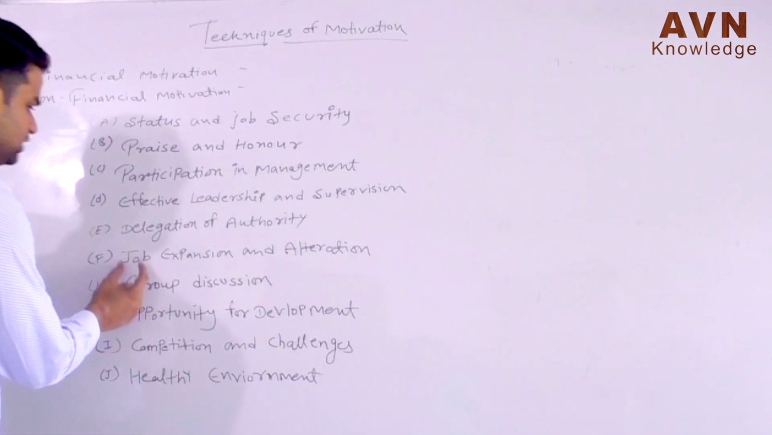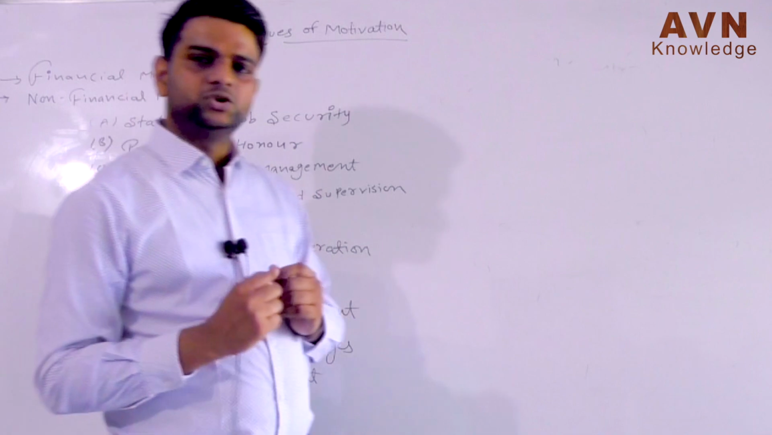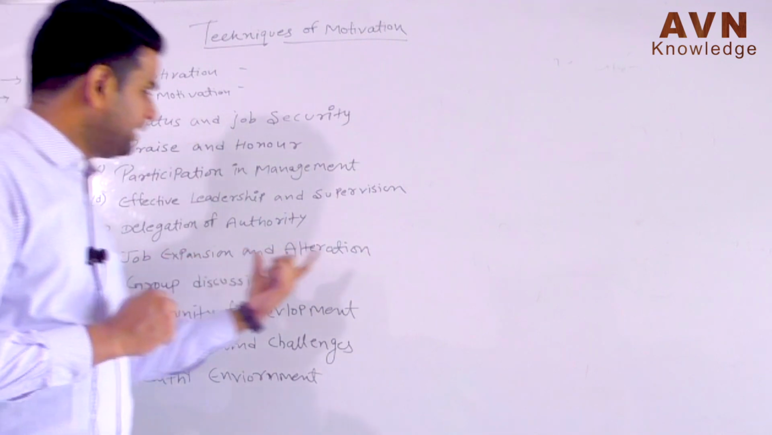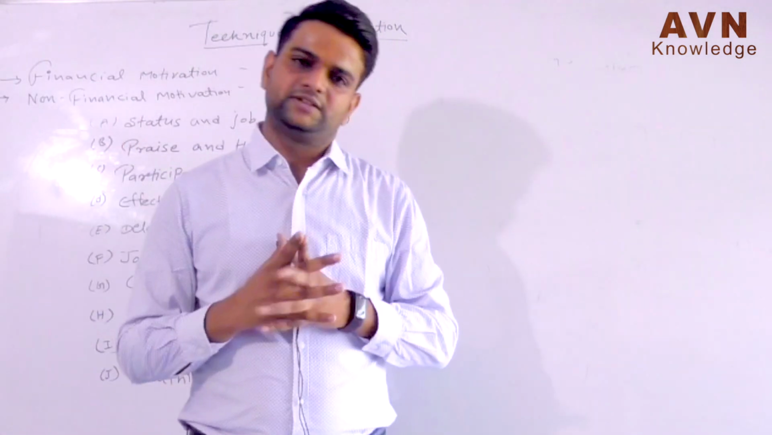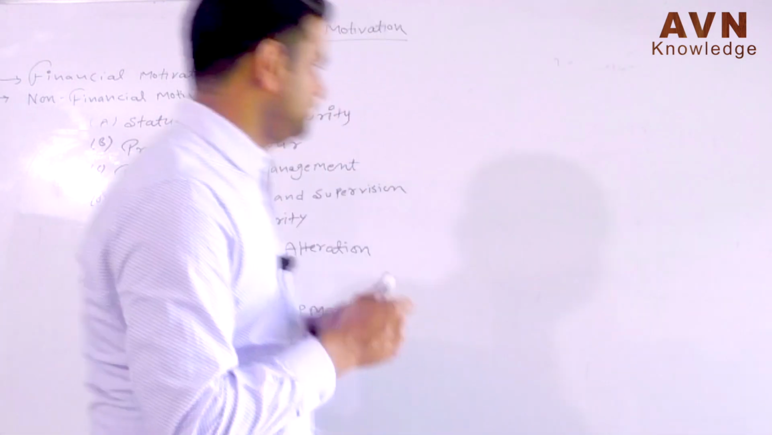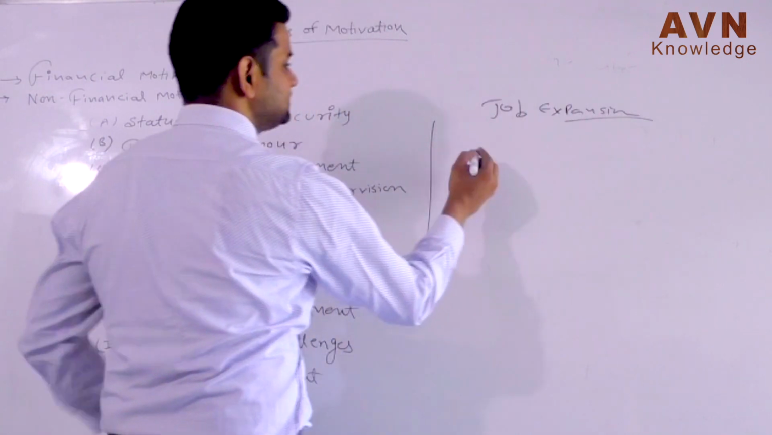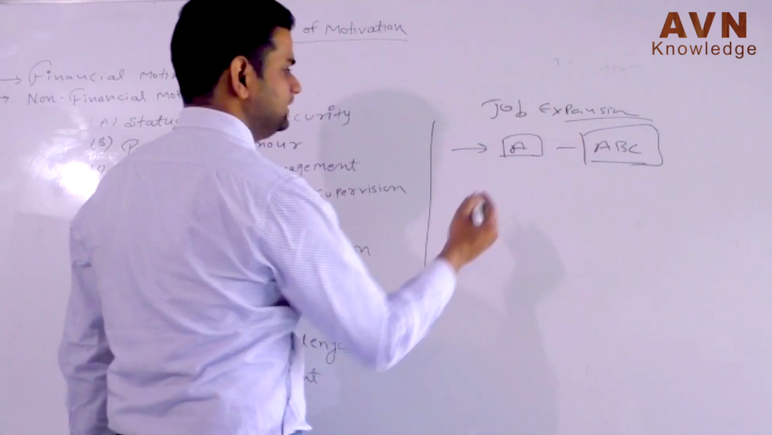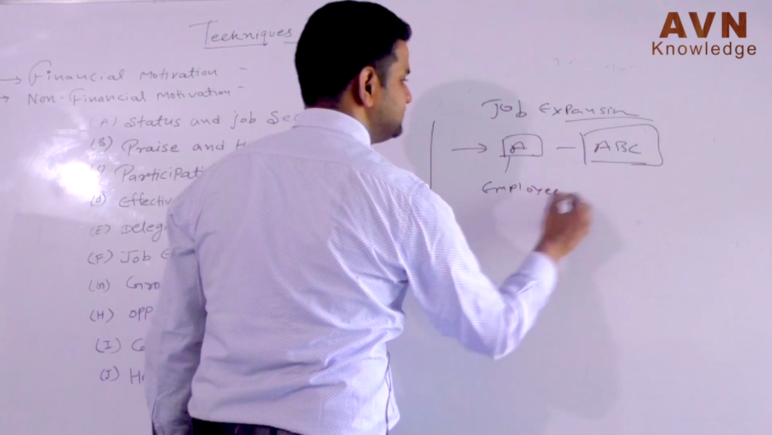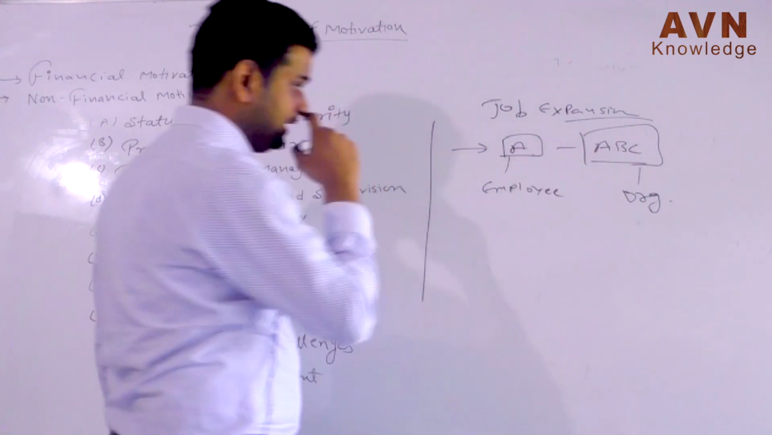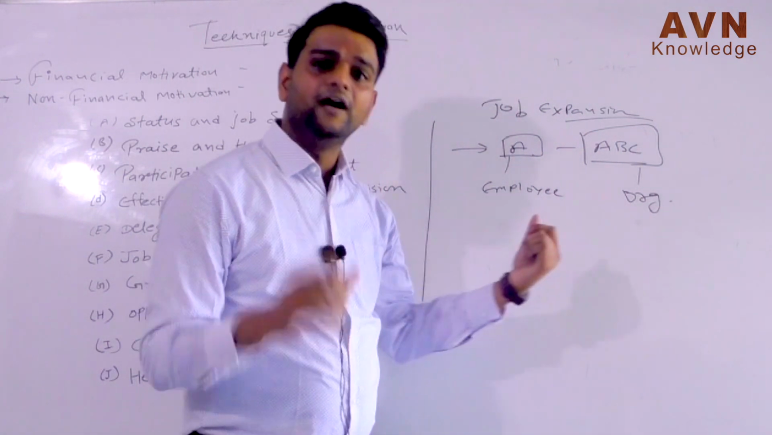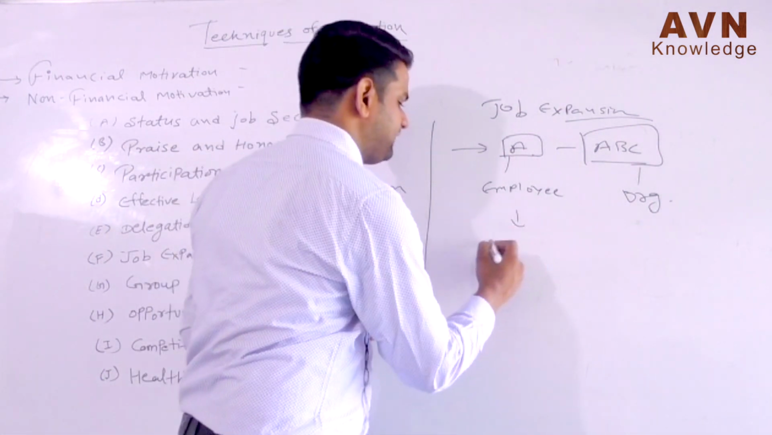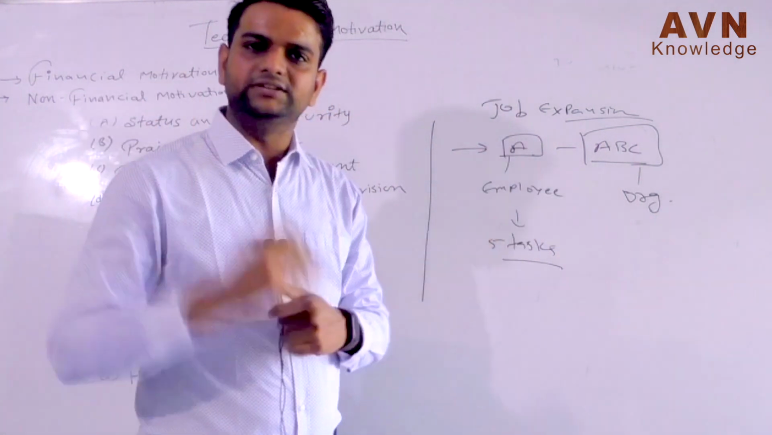Let's move on. Job expansion and alteration. Let's divide this topic into two separate categories. Number one is job expansion and number two is alteration. What is job expansion? Let's take an example and I'll help you to understand this topic. There is an employee A who is working with organization ABC. If this organization assigned 5 tasks, there are 5 tasks which Mr. A has to perform in his day-to-day duties.